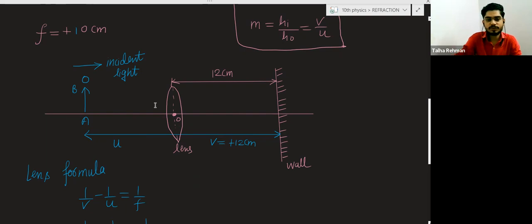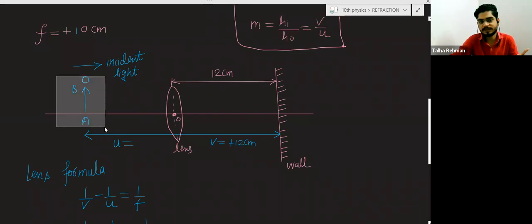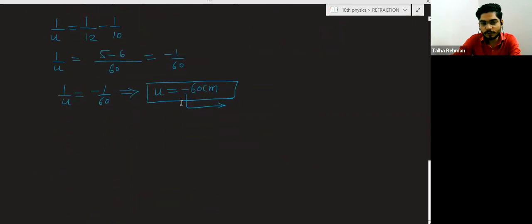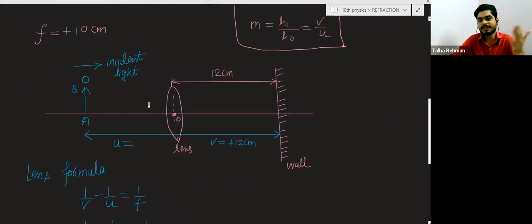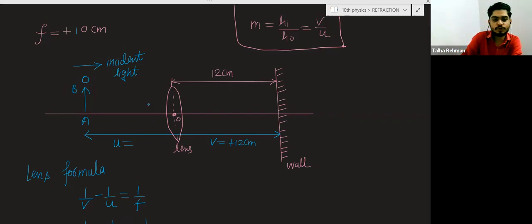This object distance will be negative only when you place the object on this side of the lens. Initially I do not know whether the object is on the left side of the lens or on the right side of the lens. I have just assumed that the object is here. But finally, from this sign, it is confirmed that the object is on the left side. So u is 60 centimeter, or you can say minus 60 centimeter.